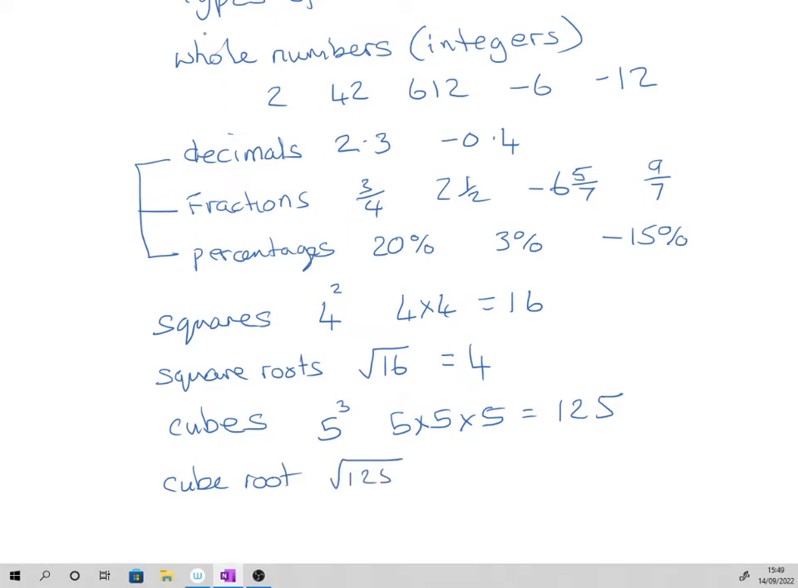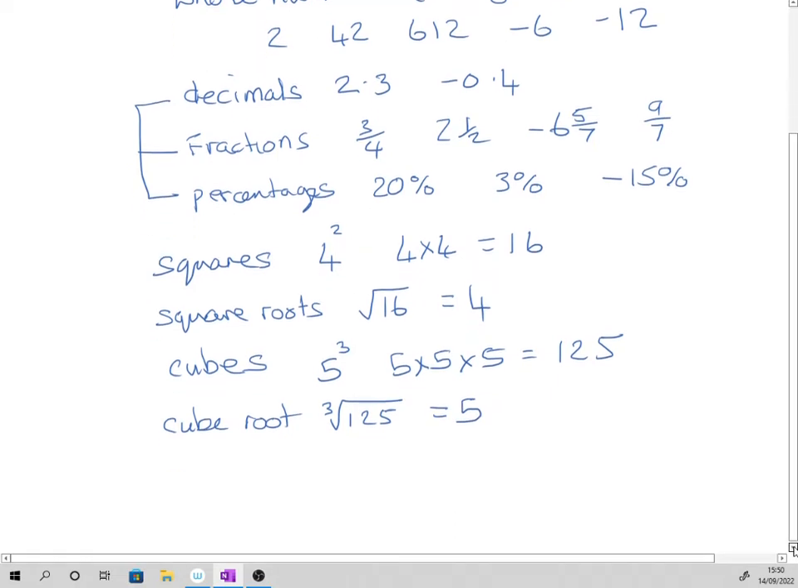So the cube root of 125. Now to differentiate between a square root and a cube root, we just put a little 3 there. Nobody ever puts a 2 there because we just make the assumption it's a square root. But the cube root of 125 is a number that multiplies by itself, or with itself, 3 times to make that number, and 5 times 5 times 5 equals 125. Therefore the cube root of 125 will equal 5.